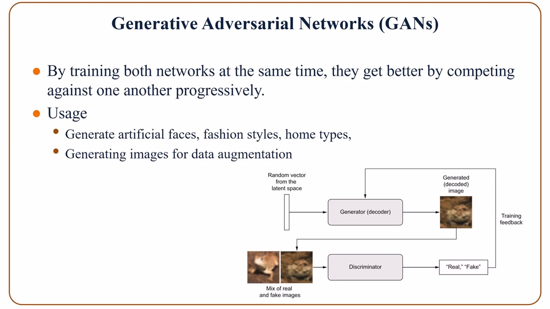If we use image examples, the networks should be convolutional neural networks. We train both networks at the same time. Gradually, they get better and better by competing with each other. Generative adversarial networks are popular for applications such as generating artificial faces, fashion styles, home types, floor plans, etc. It's also used for generating images for data augmentation.